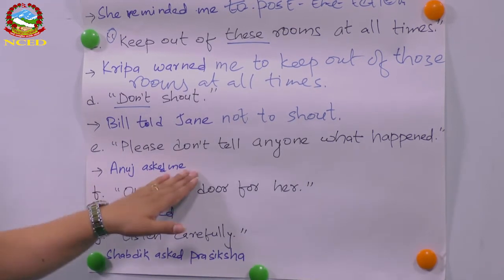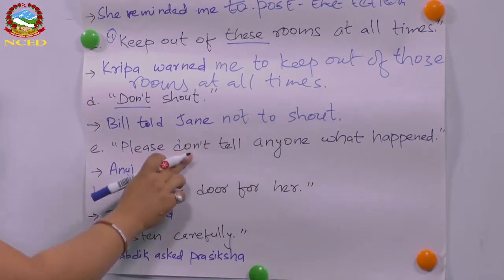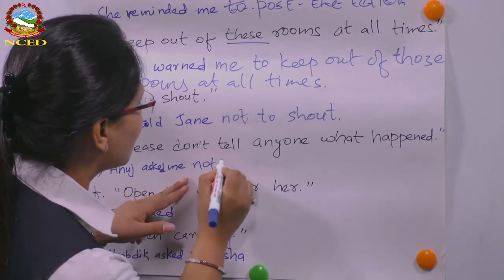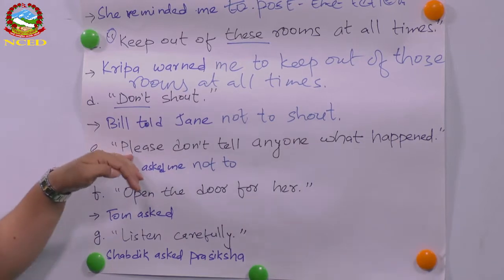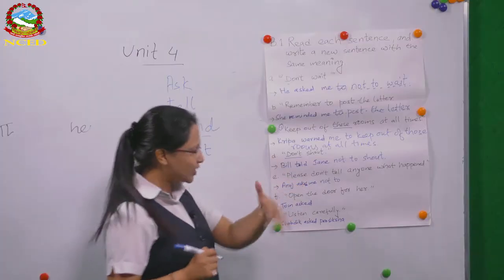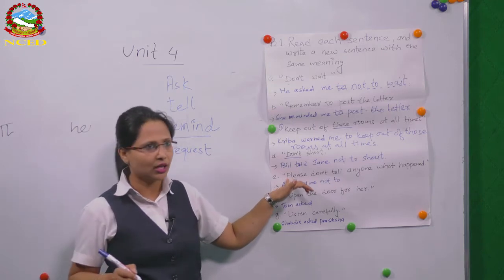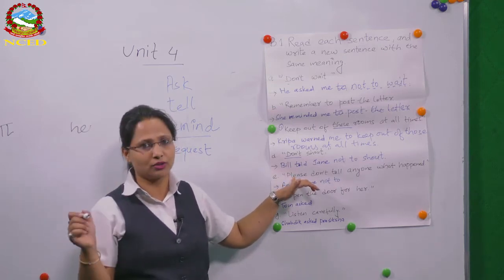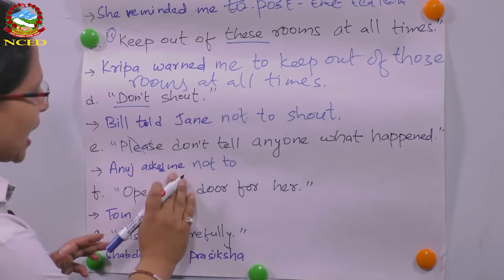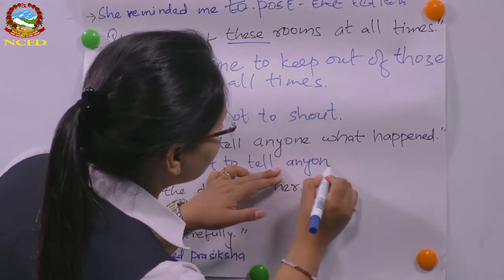So Anuj asked me. Now what should we do? Please don't tell. Again, this is a negative form of sentence, right? So what do we write? We write not to here. And do we need to repeat please? No. Another thing you have to remember in case of the requests with please is we don't write please in the indirect speech. It only comes in direct speech. So we just don't write it in the reported form. Okay? So Anuj asked me not to tell anyone what.